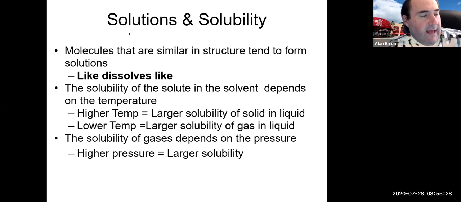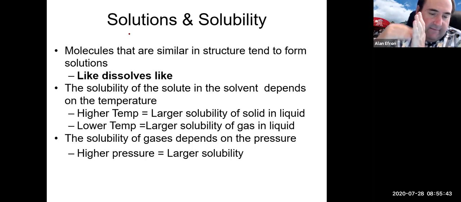And the solubility of gases does depend on pressure. So at higher pressures, we have a larger solubility of gases, and that's related to Boyle's law. At a high pressure, we have a very small volume, which means if we have a very small volume of gas, everybody's flying around in a very small area, which means they should be constantly mixing with each other and be soluble in each other.